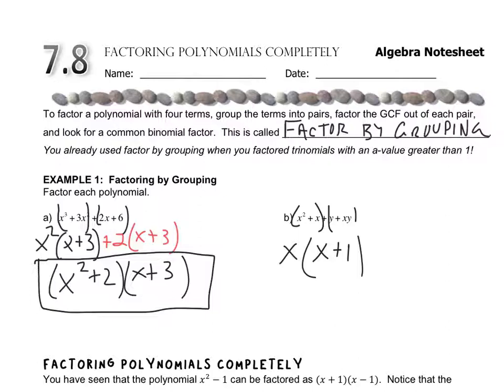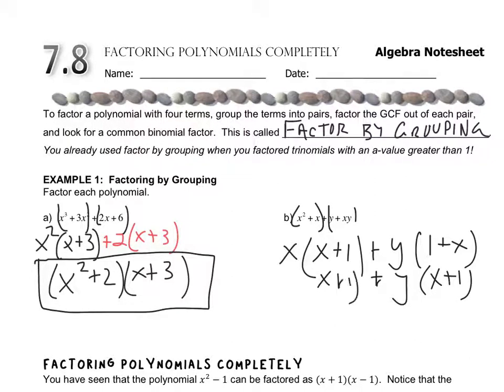For the second pair, if I look at that, I have a y in both terms. So the y can come out. If the y comes out, y divided by y is 1. xy divided by y is x. Now obviously, at an initial look, I don't see the exact same binomials, but the second one over here really is the same thing as x plus 1. We can use the commutative property to rewrite it so we do see that common binomial there.